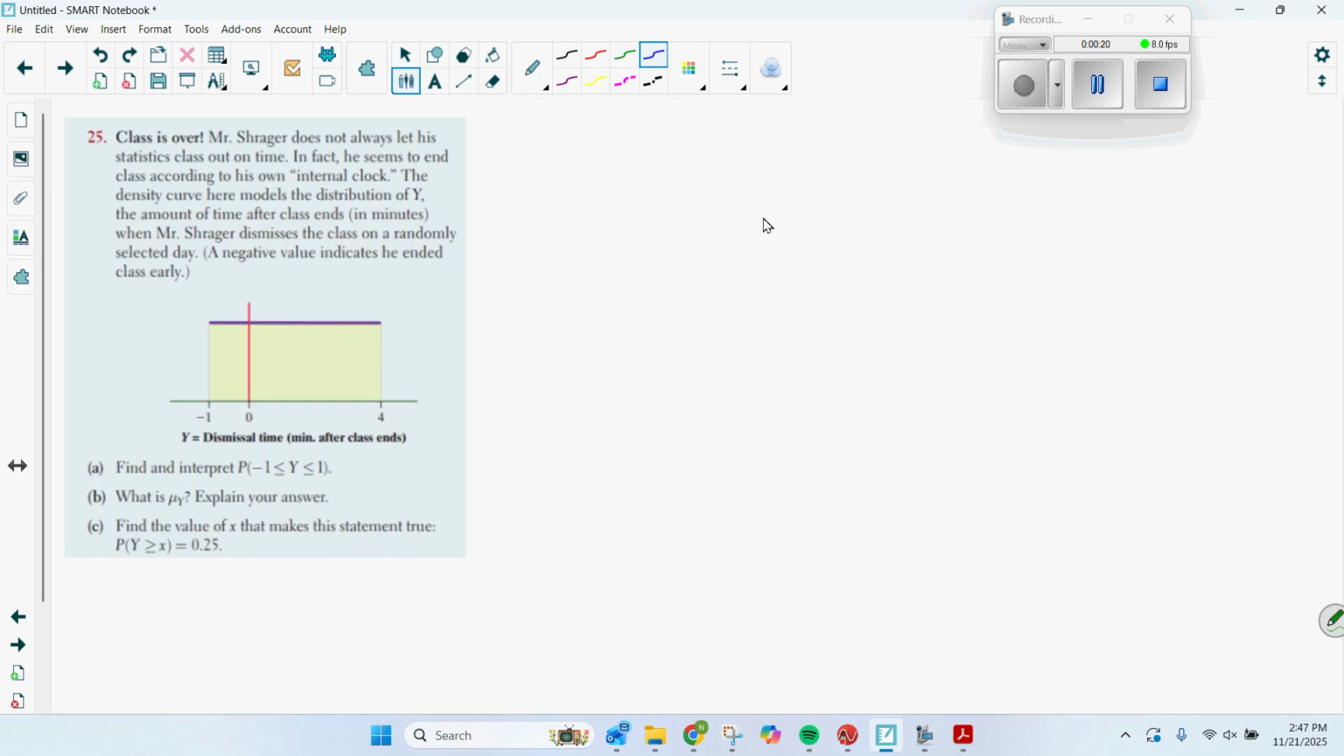The density curve here models the distribution of y, the amount of time after class ends in minutes, when he dismisses the class on a randomly selected day, and a negative value indicates that he ended class early. Find and interpret the probability that y is between -1 and +1.